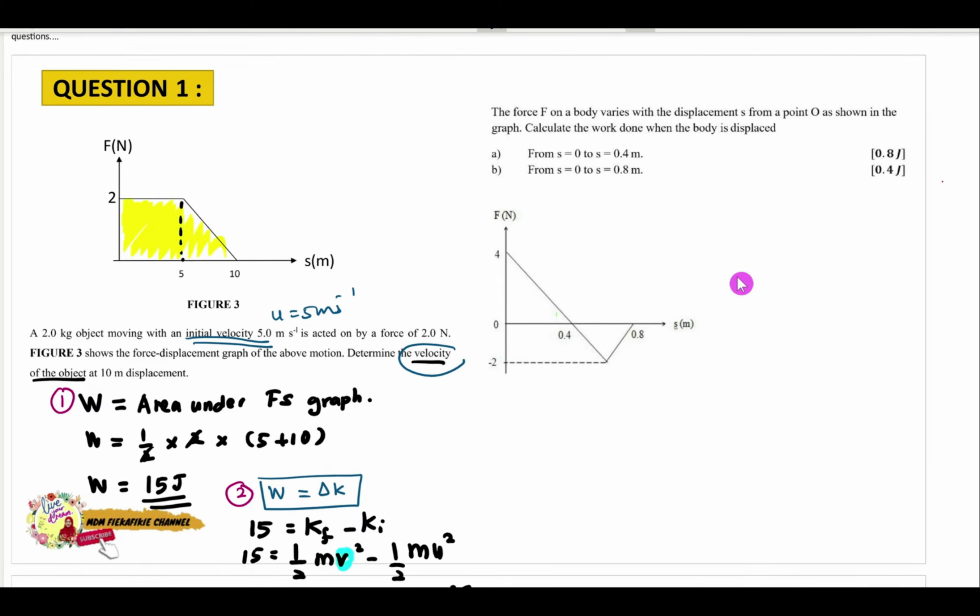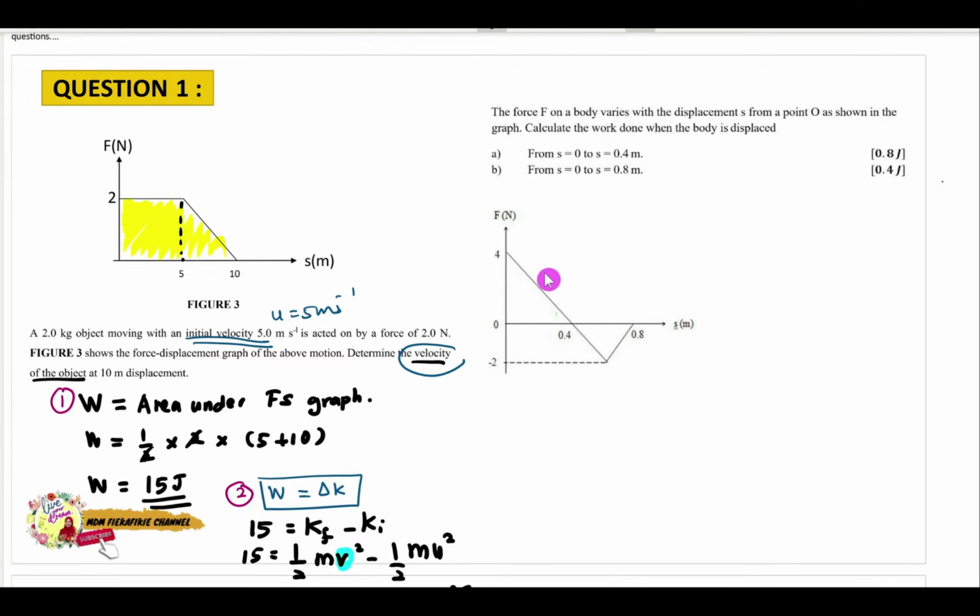Okay, alright, so now the second part. So let's read the question. The force F on a body varies with the displacement S from a point O as shown in the graph. Calculate the work done when the body is displaced from S equal to 0 here to here 0.4 meter, and then from 0 to 0.8 meter.